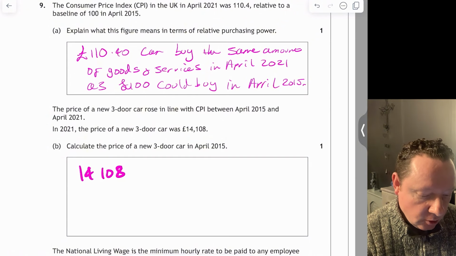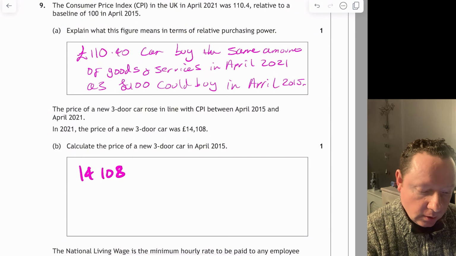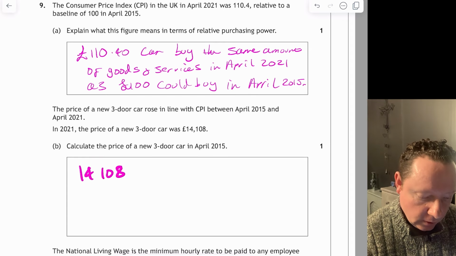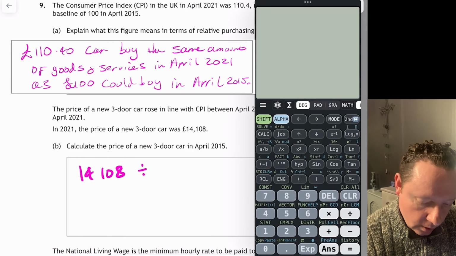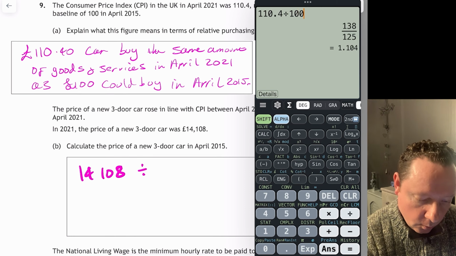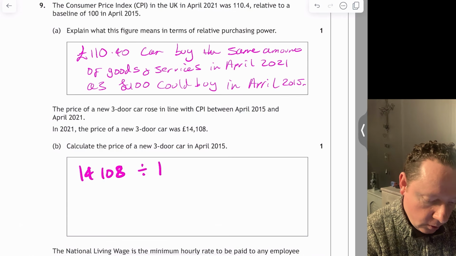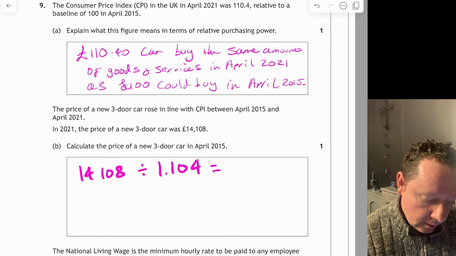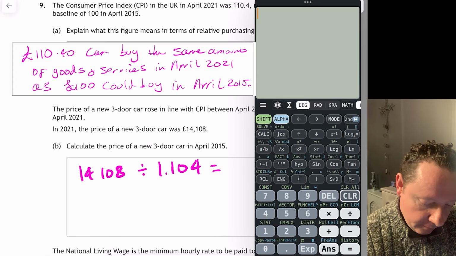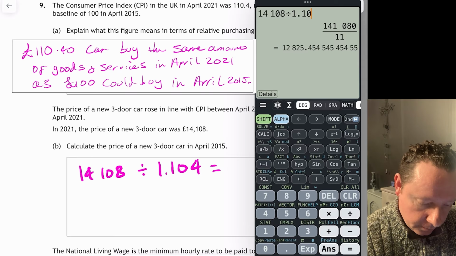So the consumer price index relative to 100 is 110.4. I need to divide, because I'm going back to the original, by 110.4 over 100. So 110.4 divided by 100 is a decimal, 1.104. So I need to divide by 1.104 because it went up by 1.104. So taking my calculator, I get 14,108 divided by 1.104 is 12,778.99.